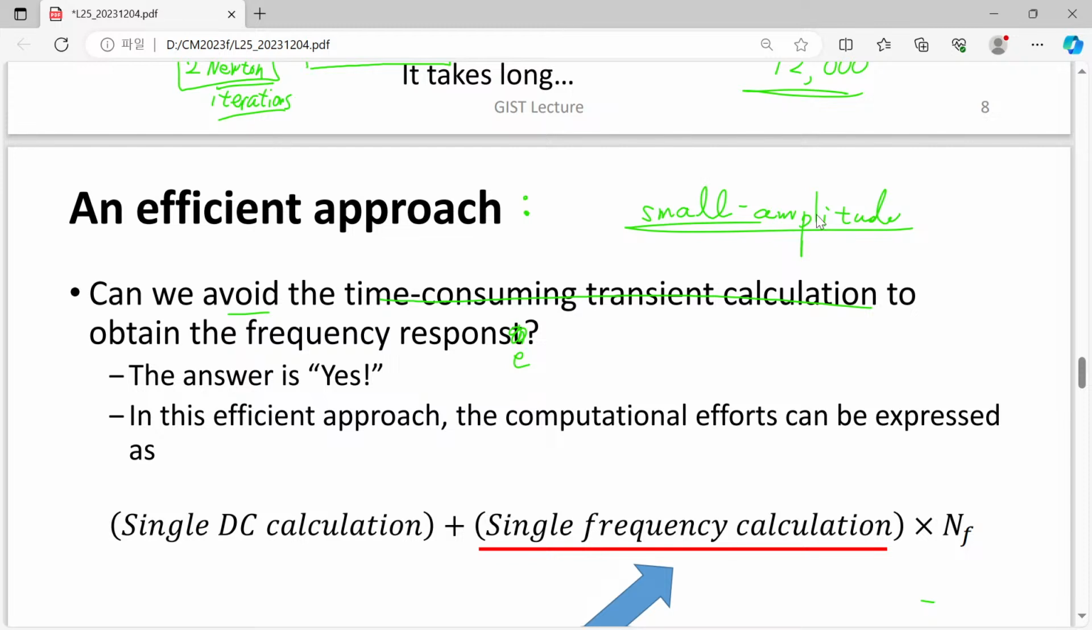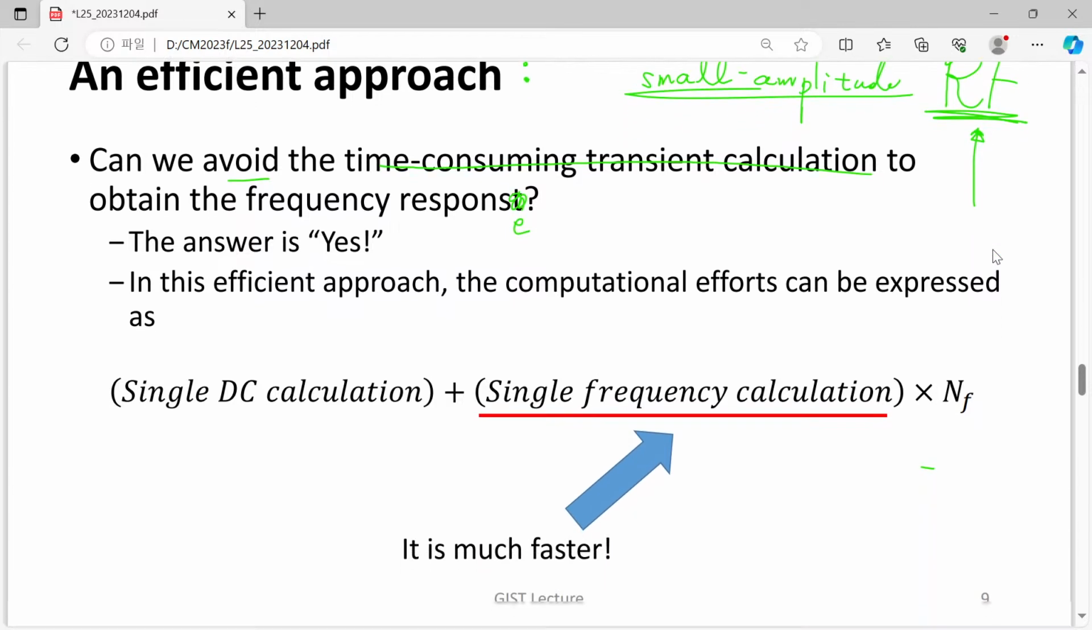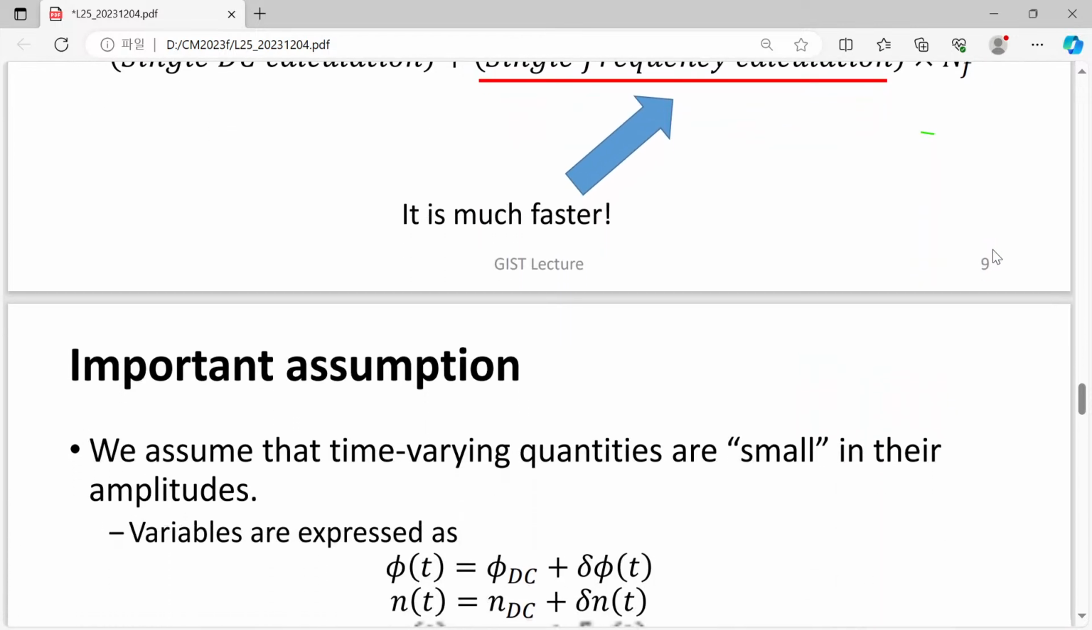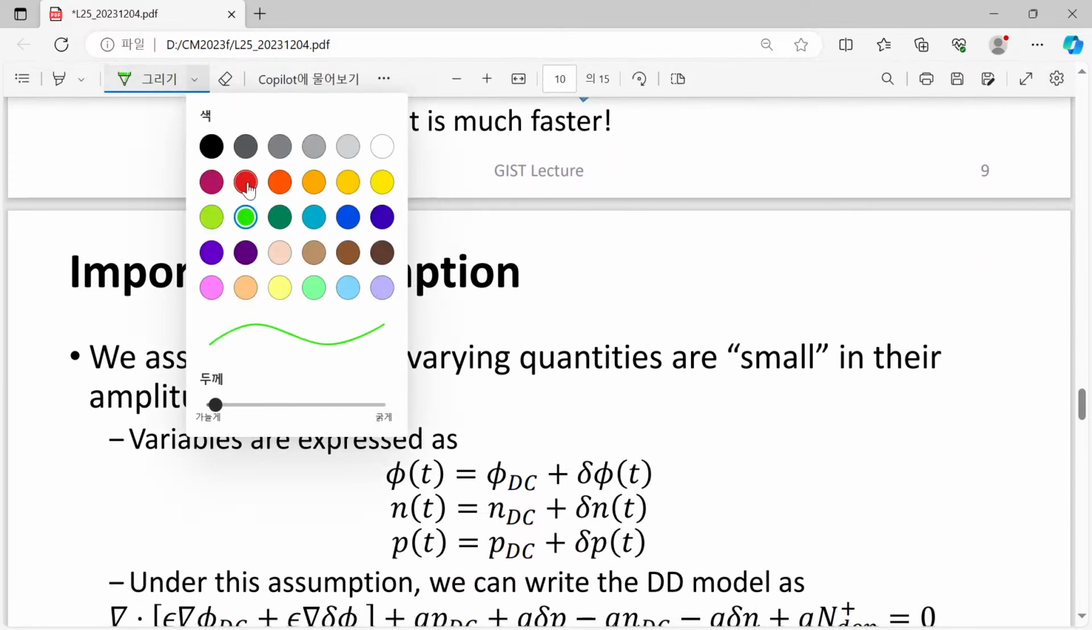However, where can you find the major application of this kind of thing? If you are working with RF devices, then actually this is the very important point. The point you must care about is just the frequency response of your transistors. Then in this case, your frequency domain calculation capability gives you the real boost for your computational efficiency.